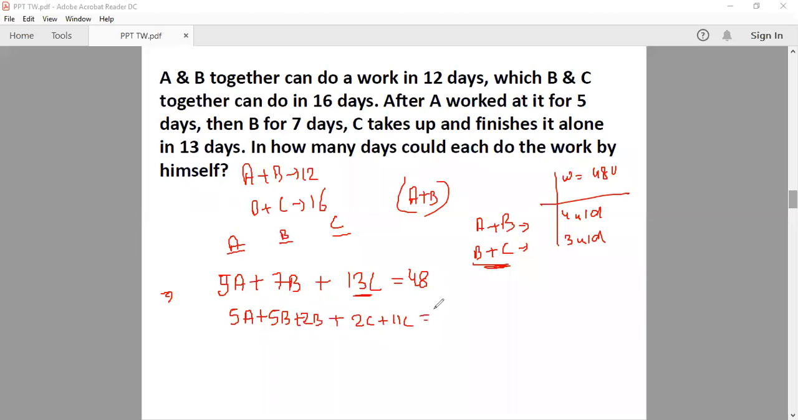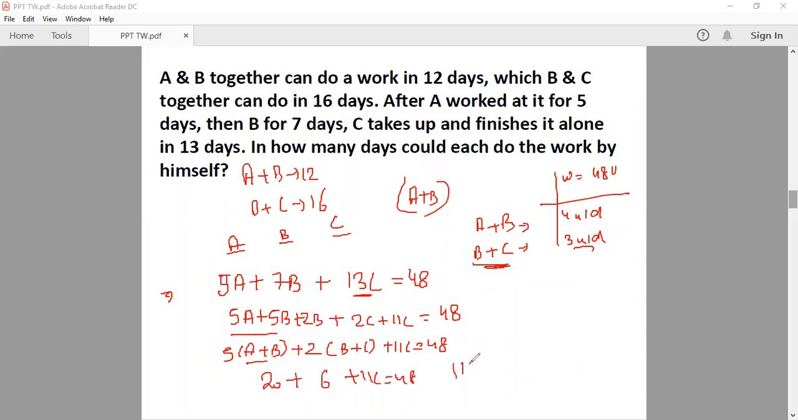So now the total is 48. If I take 5 common, a plus b, plus 2 common, b plus c, plus 11c is 48. Now let me try to substitute the values. A plus b is 4, so 5 into 4 is 20. B plus c is 3, so 2 into 3 is 6, plus 11c is 48. So from here 11c came out to be 22, so c came out to be 2.